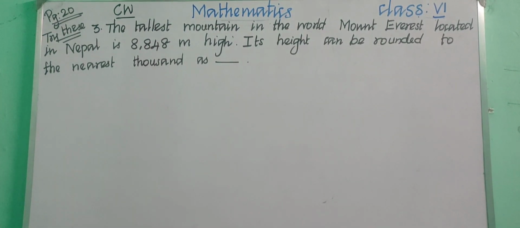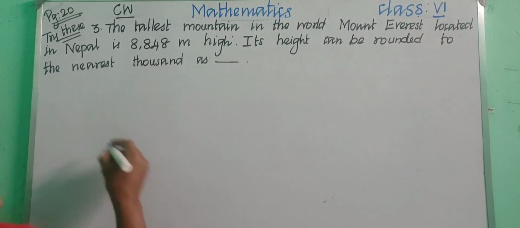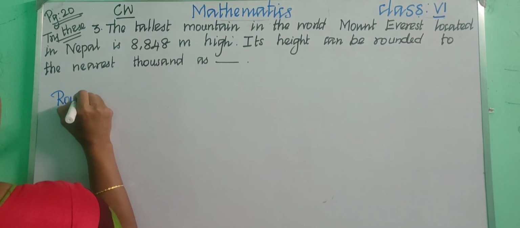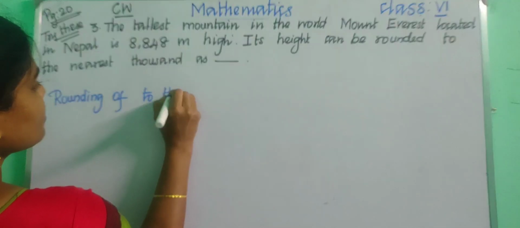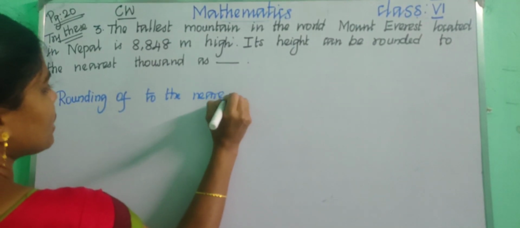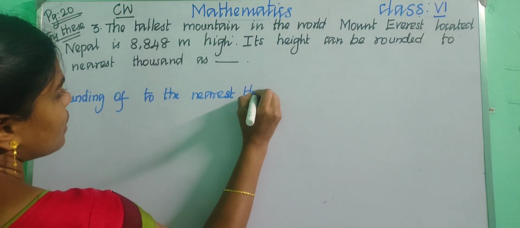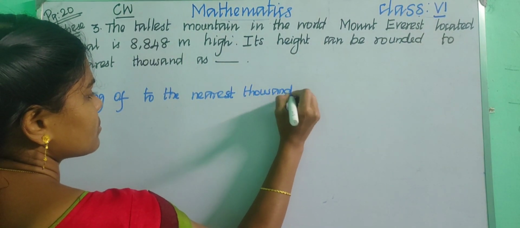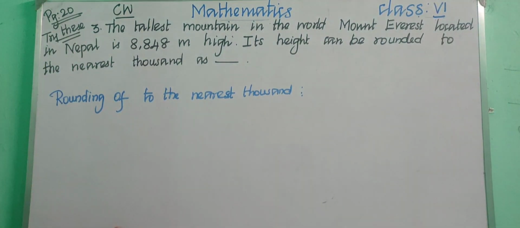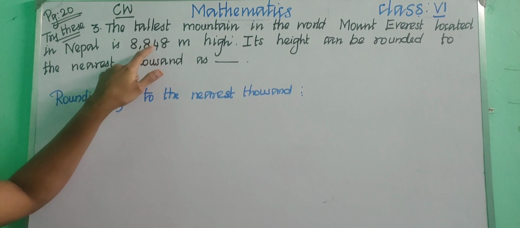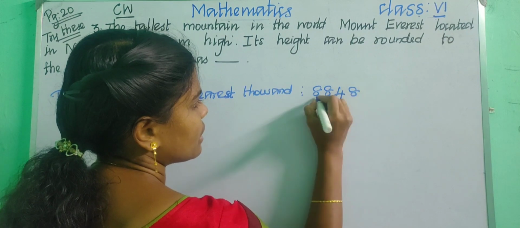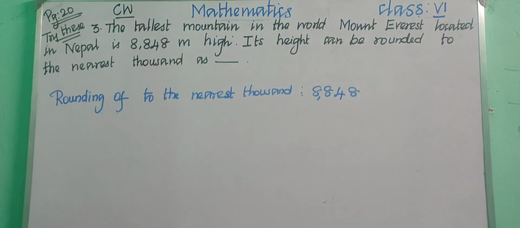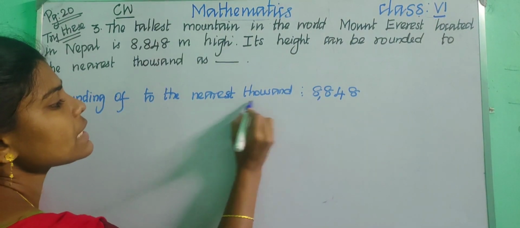We are going to round off this height of the mountain. Okay, children, so let us round off this. Rounding off to the nearest 1,000. We are going to round off to the nearest 1,000. So what is the question? What is the height given? 8,848. So let's write that, 8,848 meter. So here we are going to round off to this nearest 1,000.